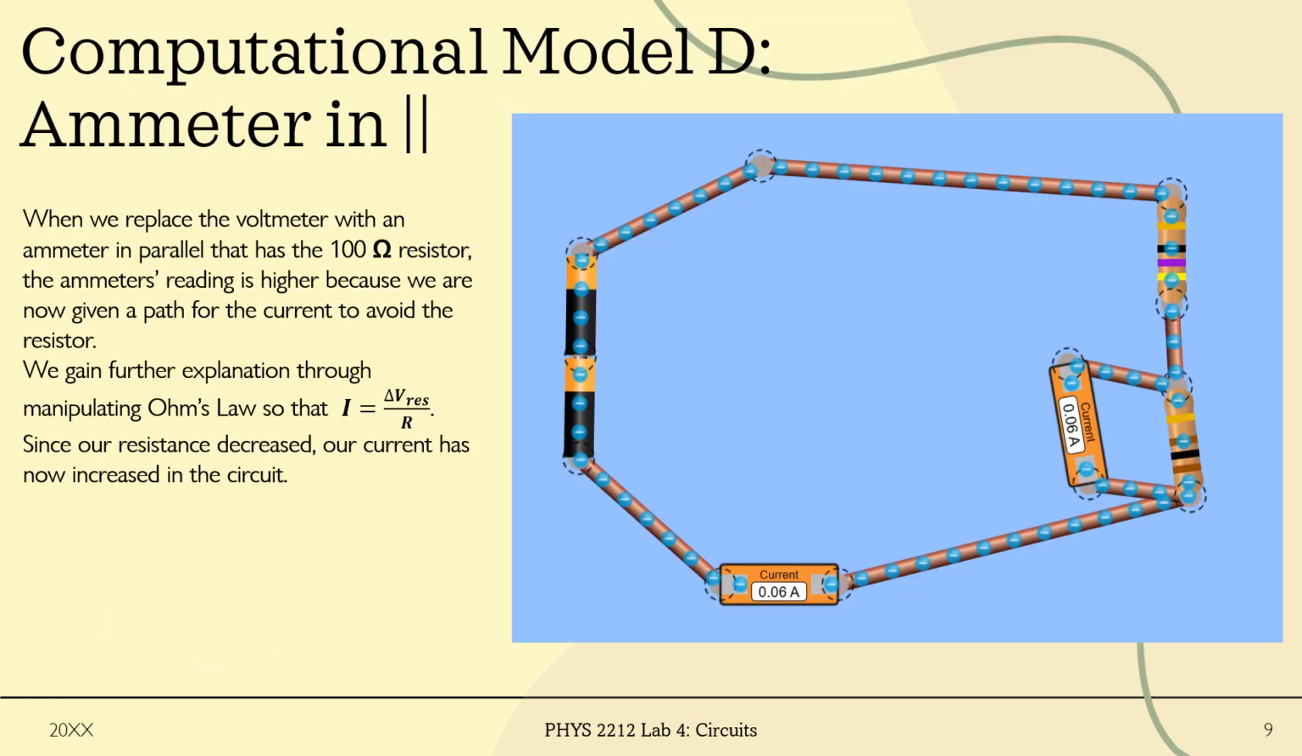Then in Model D, when we replace the voltmeter with an ammeter in parallel with the 100 ohms resistor, the ammeter's reading is higher because we are now given a path for the current to avoid the resistor, and this is also proved by Ohm's law.